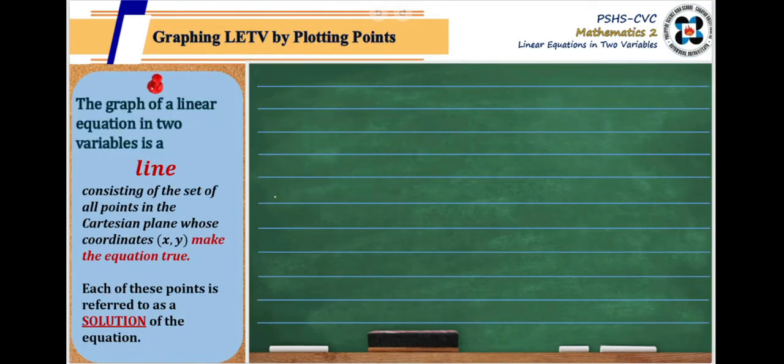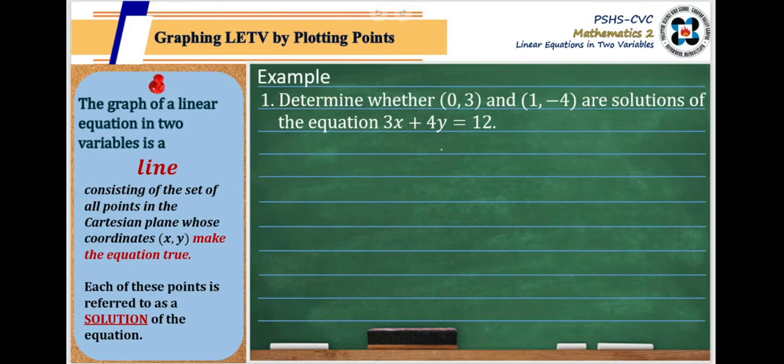So now let's try to talk about the graph of a linear equation in two variables. The graph of a linear equation in two variables is a line consisting of the set of all points in the Cartesian plane whose coordinates x, y make the equation true. Each of these points is referred to as a solution of the equation. Now, how will we know if a given point is part of a given equation's solution set? Let's have an example.